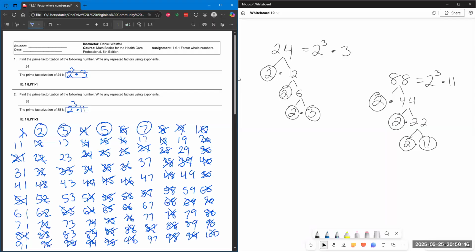We're just going to have to move by 7s: 7, 14, 21, 28, 35, 42, 49, 56, 63, 70, 77, 84, 91, 98, and we're done. So everything that's left, because we reached the end of this row, is a prime number that could potentially be something we would use in our factor trees.